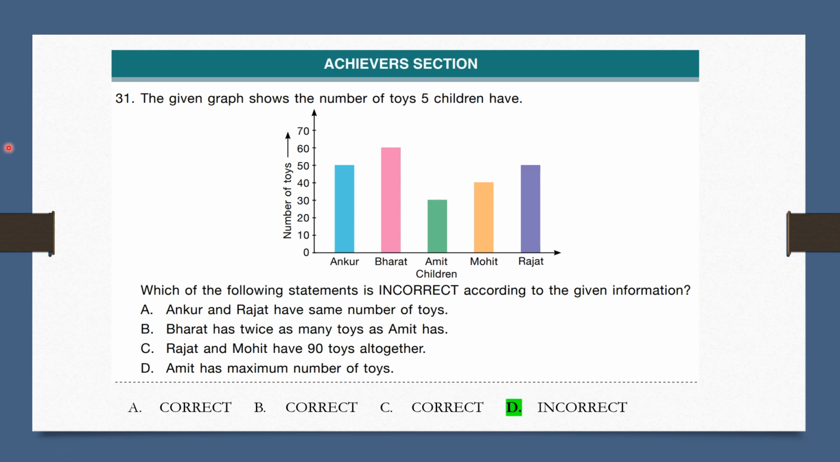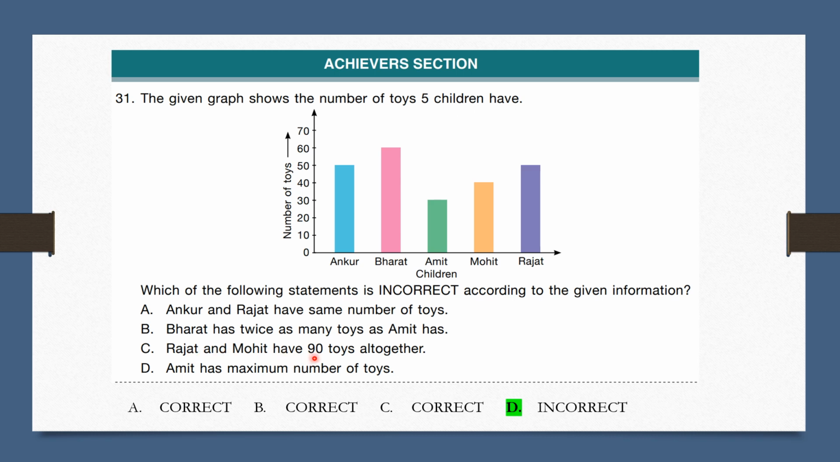Now we are in the Achievers section. Question number 31. The given graph shows the number of toys 5 children have. Which of the following statements is incorrect according to the given information? Ankur and Rajat have the same number of toys. So Ankur has 50, Rajat also has 50. So this is correct. Bharat has twice as many toys as Amit has. So Amit has 30 and Bharat has 60. So Bharat has 2 times Amit's toys, which is also correct.